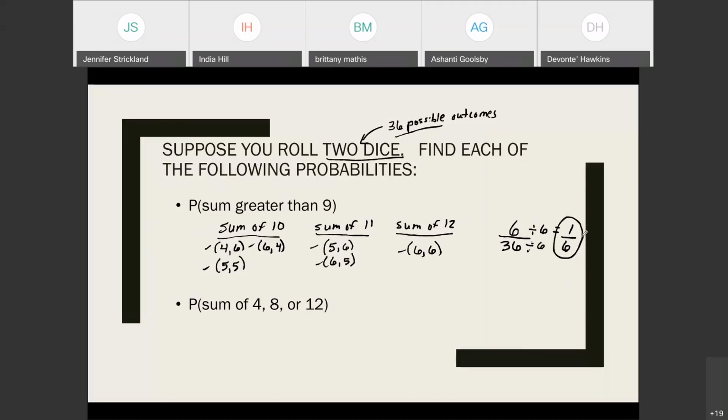All right, so I want you guys to try the next one, okay? Sum of 4, 8, or 12. So I want you to think about ways that you can roll a 4 with the 2 dice, the ways that you can roll an 8 with the 2 dice, and then roll 12. I'm going to give you a minute and let you see what you can come up with for your probability on this one.